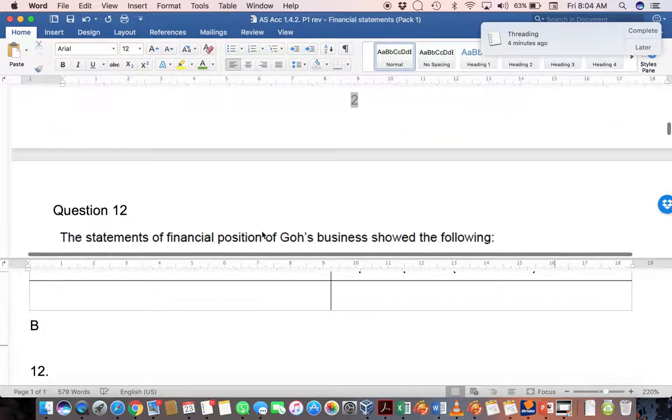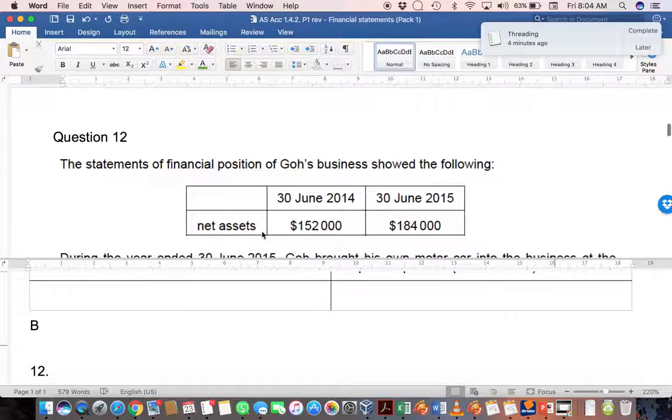Number 12. The statements of financial position of Go's business showed the following. Net assets at the beginning of the year $152,000 and at the end of the year $184,000. But what do I mean by net assets? Remember, net means you are subtracting something from it, and if we're talking about assets, we want to subtract our liabilities, and assets less liabilities actually means we are talking about the equity. Net assets is the same as saying my owner's equity balances were these amounts on these dates.